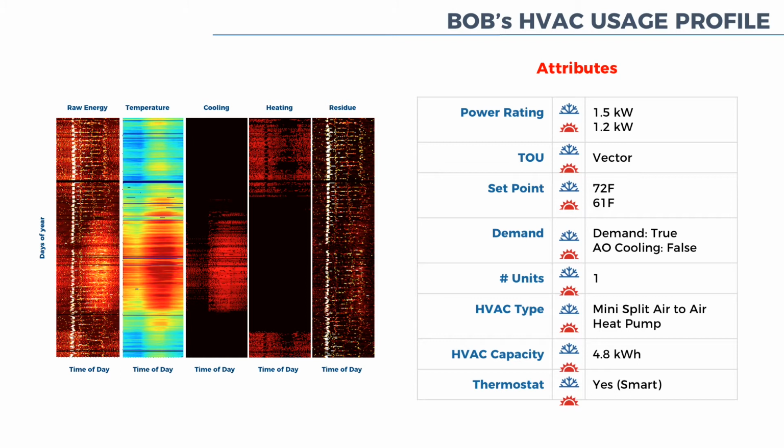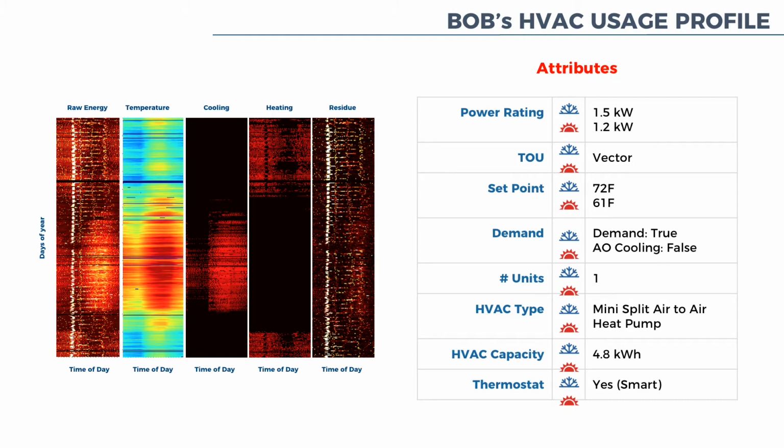Then, while deriving the information, we also get to know the set point of the home. It's the comfort level of a user, like at what temperature he wants to use his AC, and when the temperature goes below a certain point, he wants to use his heating. So you get to know that his set point for summer is 72 Fahrenheit, for winter it's 61 Fahrenheit. Then we know the demand type, whether it is mostly HVAC or on demand. We get to know the number of units of HVAC present in Bob's house, here it's 1. We also get to know the type of appliance he has. Here it's a mini split air-to-air heat pump.